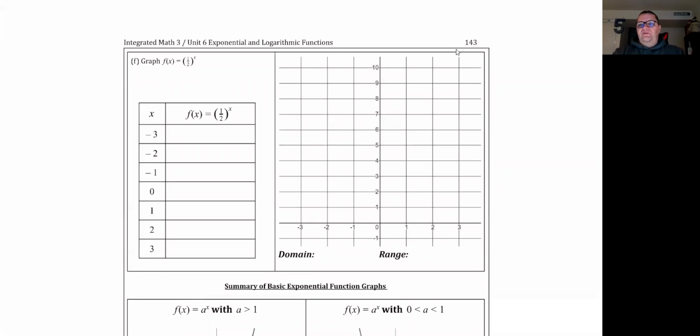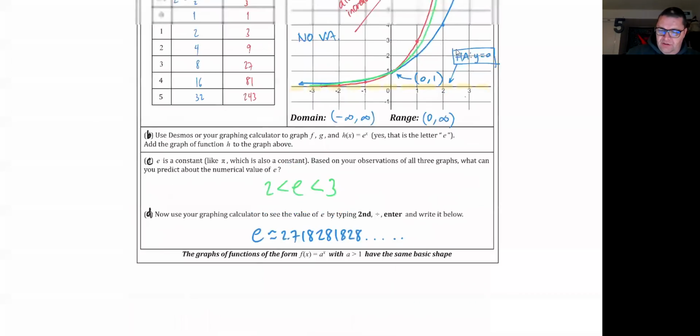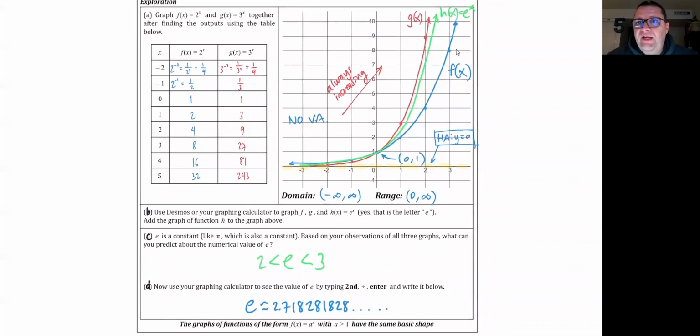Hello, welcome back. This is lesson 6.2, and we are on the second page, which is page 143. And we are talking about graphing exponential functions. So in the previous page, we saw the graphs of 2 to the x, 3 to the x, and e to the x all together.